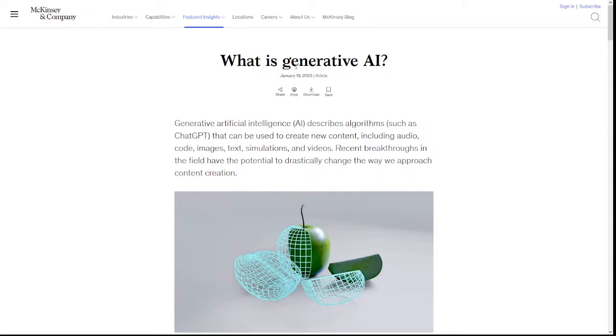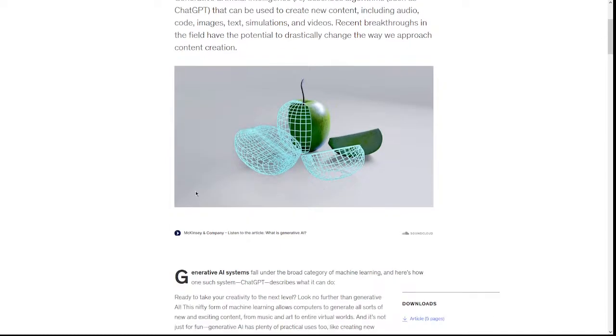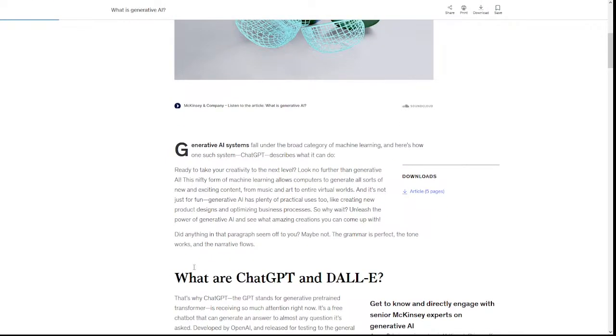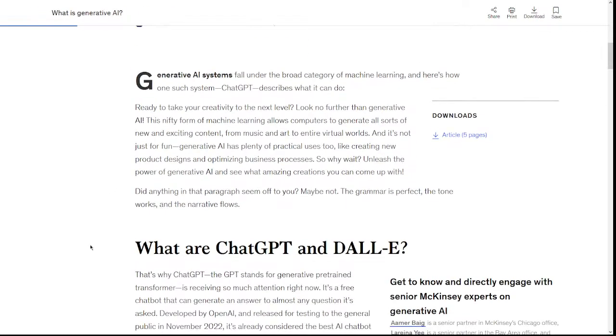What is generative AI? This was a year ago. Generative AI describes algorithms such as ChatGPT that can be used to create new content, including audio, code, images, text, animations, and videos. Recent breakthroughs in the field have the potential to drastically change the way we approach content creation. Generative AI falls under the broad category of machine learning.